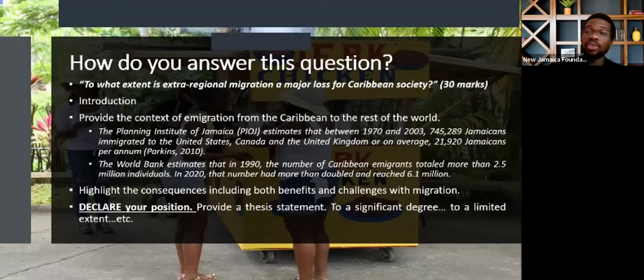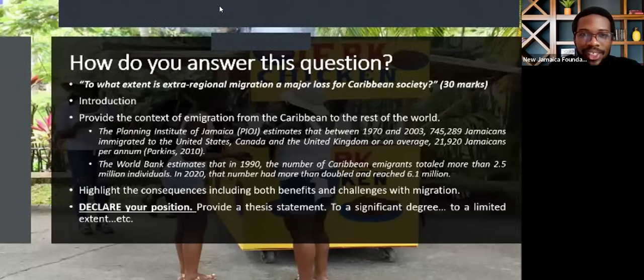Once you do that, you show the counter argument. A counter argument could be that remittances are a benefit, and persons would argue remittances benefit the Caribbean because they contribute to the budget. They lead to a reduction in poverty, as local incomes could be supplemented by it, and you outline the benefits of that. Nevertheless, it still does not compensate for the loss in skill sets that I've outlined in my argument.